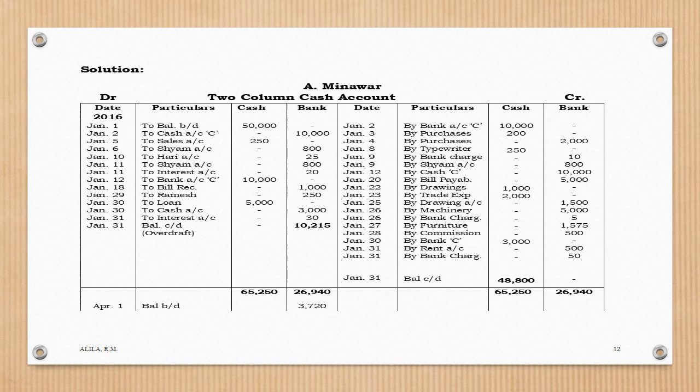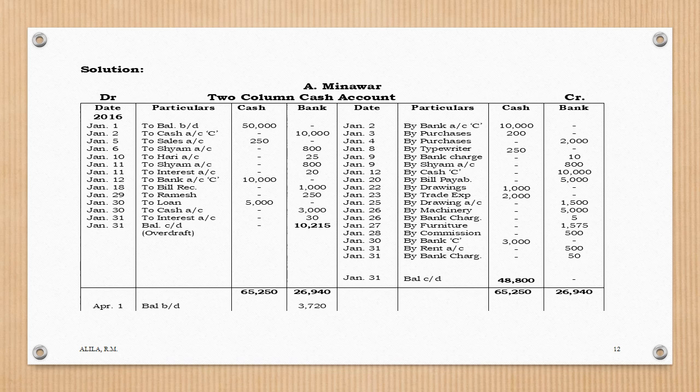On the 31st, we pay rent by check, 500. We credit bank, and there is also a bank charge of 50. We also receive interest from the bank, 30.